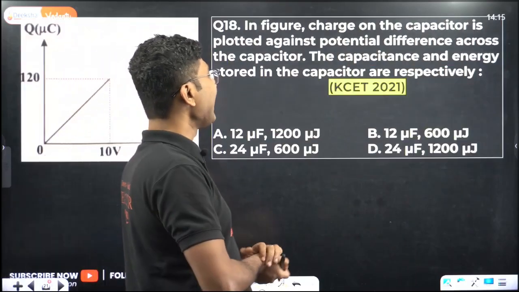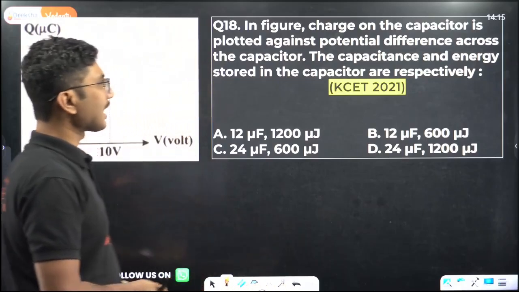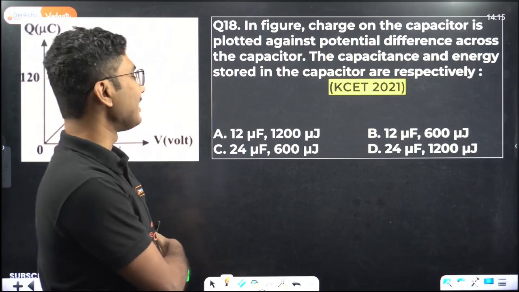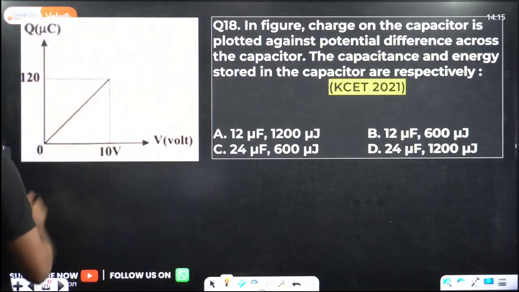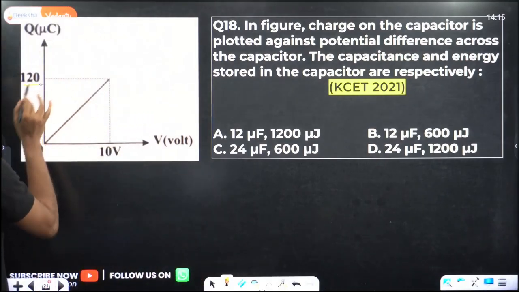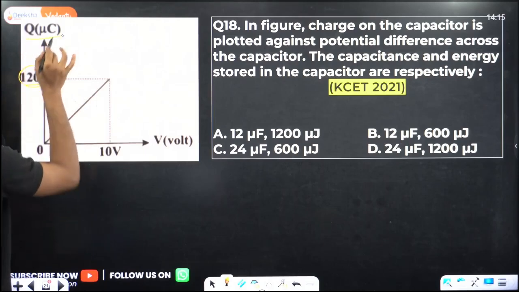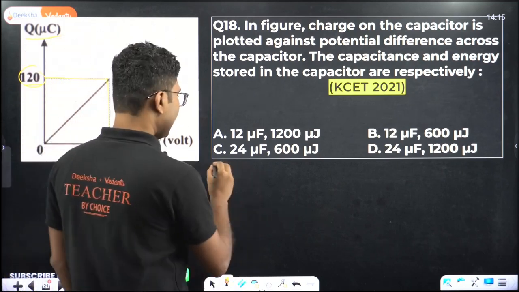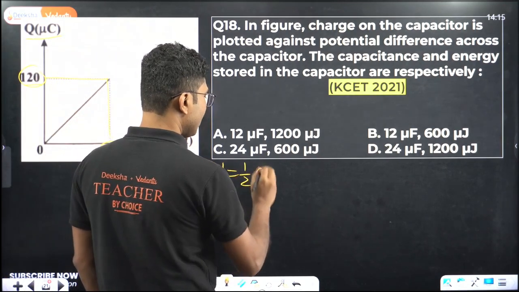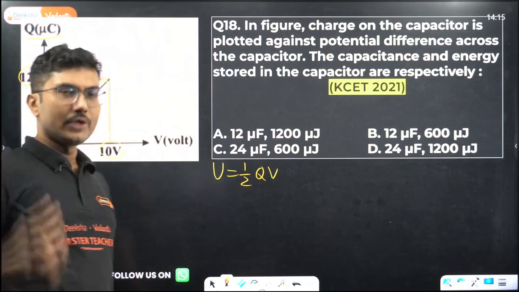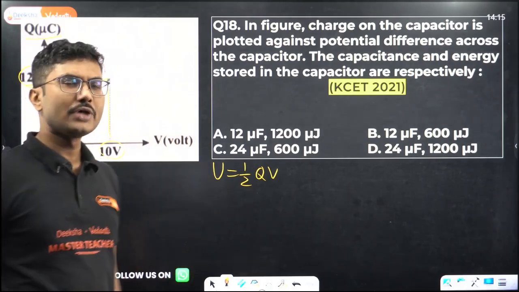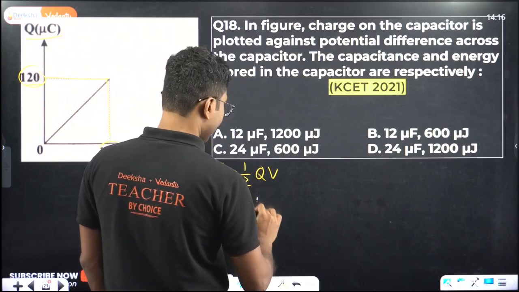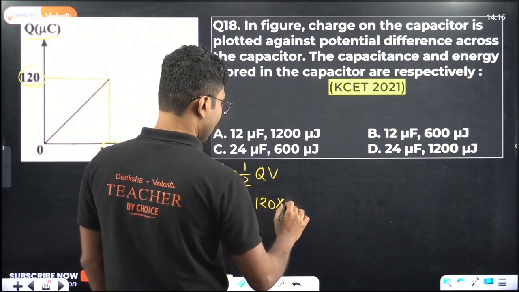Now the next question. In the figure, the charge on the capacitor is plotted against the potential difference across the capacitor. The capacitance and energy stored in the capacitor are respectively? This question I have also solved in the class. Only 120 microcoulomb and the corresponding 10 volt are given. So what is the energy stored? Energy stored is given by half Q into V. Because Q and V are given, we will not use half CV square, but we will use half Q into V directly. So half Q is 120, V is 10.